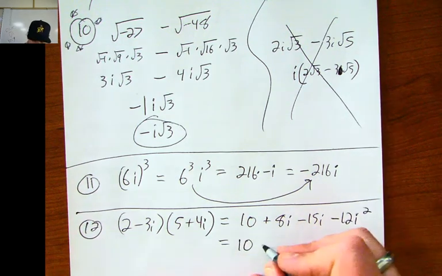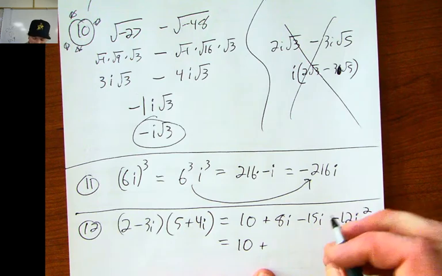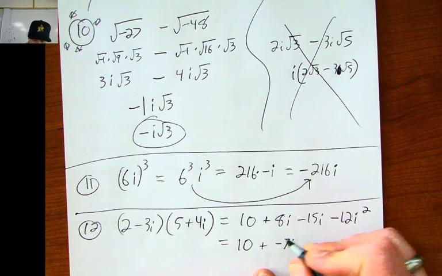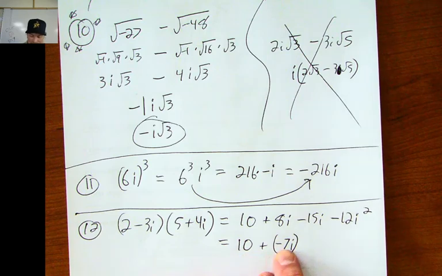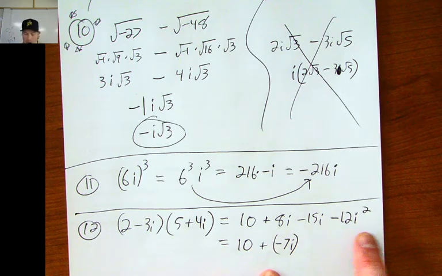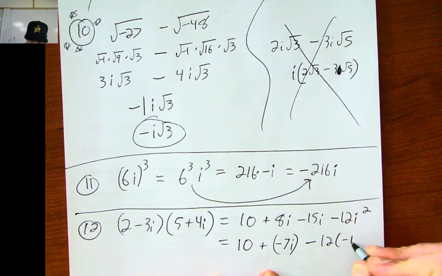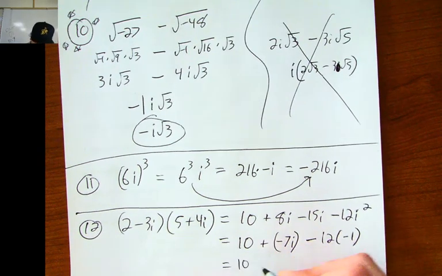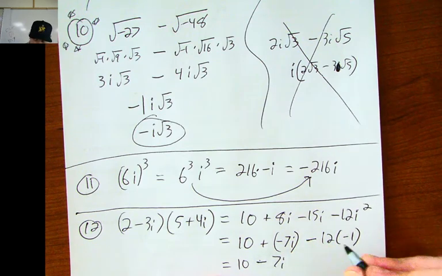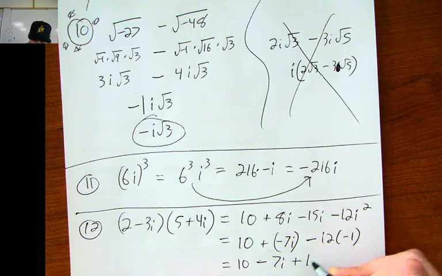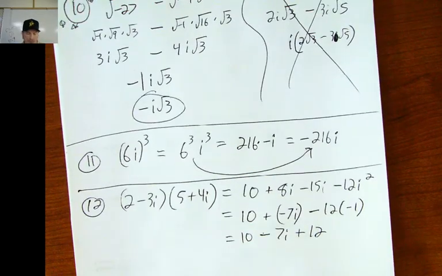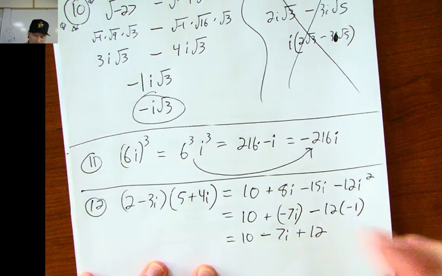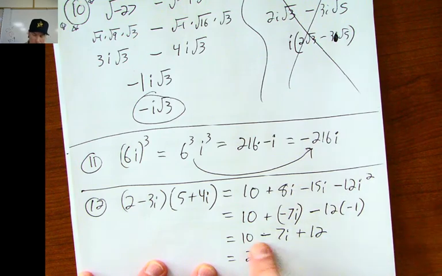All right, next. 10 plus 8i minus 15i is negative 7i. So I have 10 plus negative 7i. This negative 12i squared. i squared becomes negative 1. Negative 12 times negative 1 is positive 12. So at this point I'm telling it as 10 minus 7i, negative times negative is positive 12. And then you need to answer in complex form. You have to go the real plus the imaginary. 10 plus 12 is 22 minus 7i.